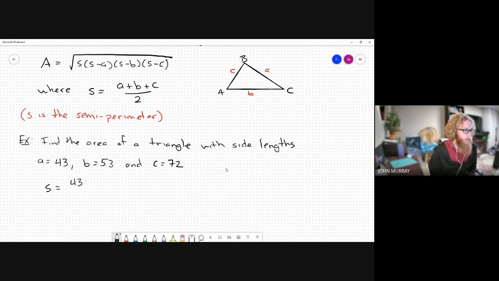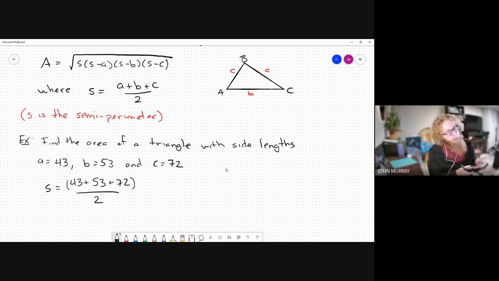So I'm going to add my side lengths up, and I'm going to divide by 2. Be careful if you're punching it into the calculator all at once. Make sure you put parentheses around the numerator, or you can do it in 2 steps. You can do 43 plus 53 plus 72, press enter, and then find that that's 168 divided by 2. So S is 84.